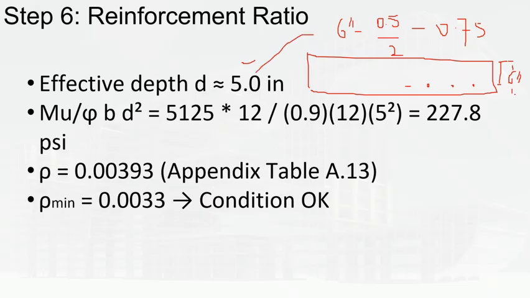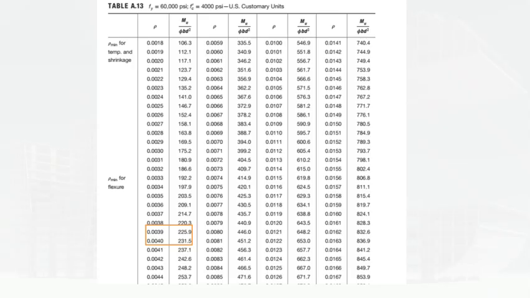So the next step that you need to do is calculate the value of Mu divided by phi b d square. Now, when you get this value, you can check the appendix table A13 from the book, and you will automatically get the value of rho, which is your reinforcement ratio. After doing that step, we actually got 227.8 psi. All right, so let's go to this table.